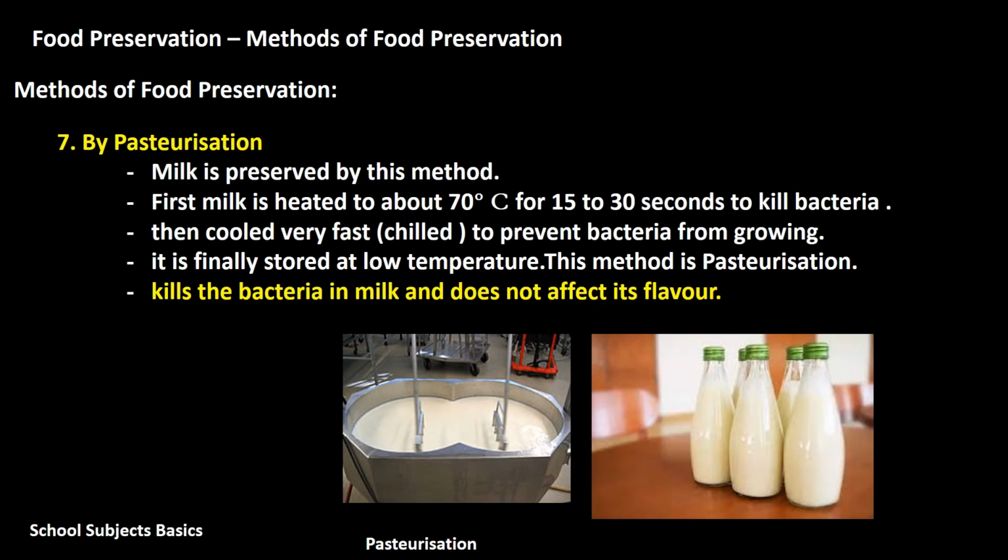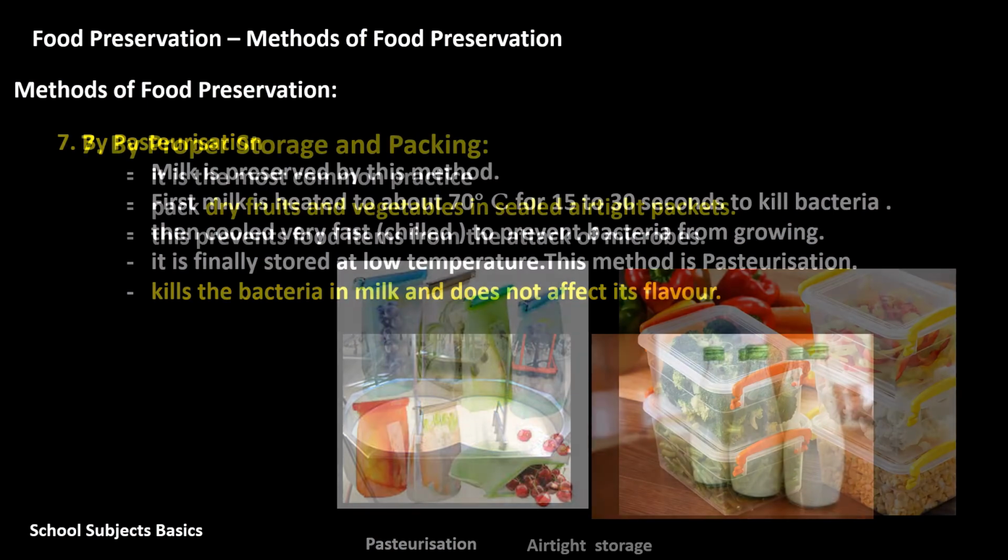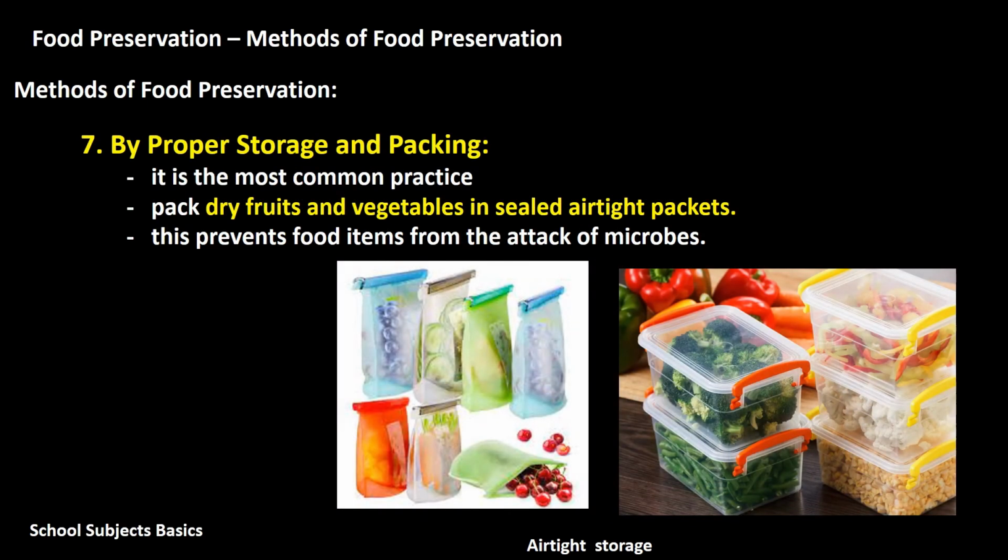Next one is preserving food by pasteurization. Milk is preserved by this method. First, the milk is heated to about 70 degrees Celsius for 10 to 30 seconds to kill the bacteria. Then it is cooled or chilled to prevent the bacteria from growing. This method is known as pasteurization. It kills the bacteria in the milk and does not affect its flavor.